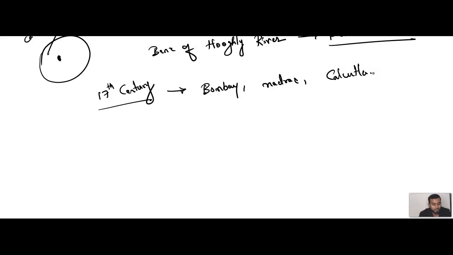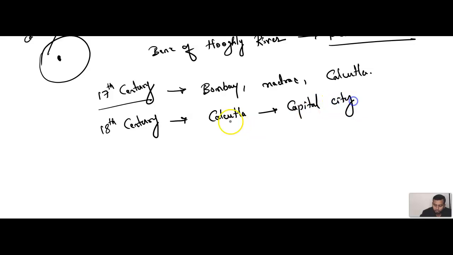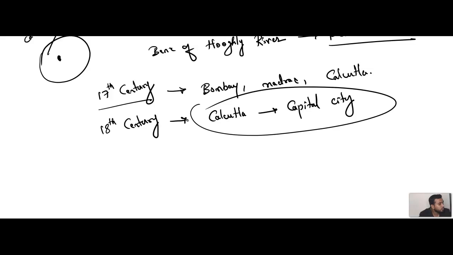Now these are the places which are under English. The English established Bombay, Madras and Calcutta as the centers of their presidencies, their main trading centers. By the later part of the 18th century, the English made Calcutta their capital city. Did you understand? Did you get it? So the English made Calcutta their capital city.